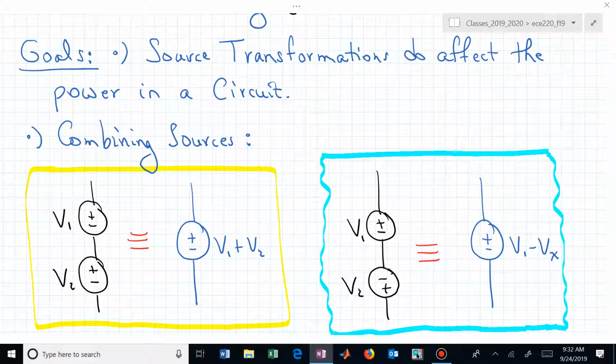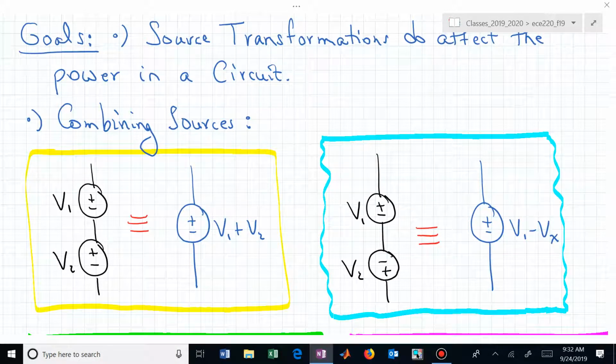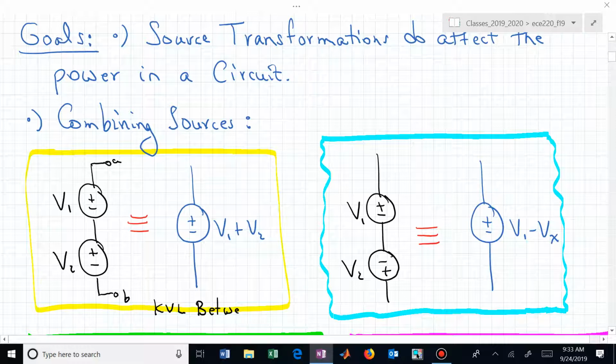We will, in some of the examples, combine sources, meaning if we have 2 voltage sources in series, we can combine those into an equivalent single voltage source. And you could see that by applying KVL between node A and B, at these 2 different representations of an equivalent source.